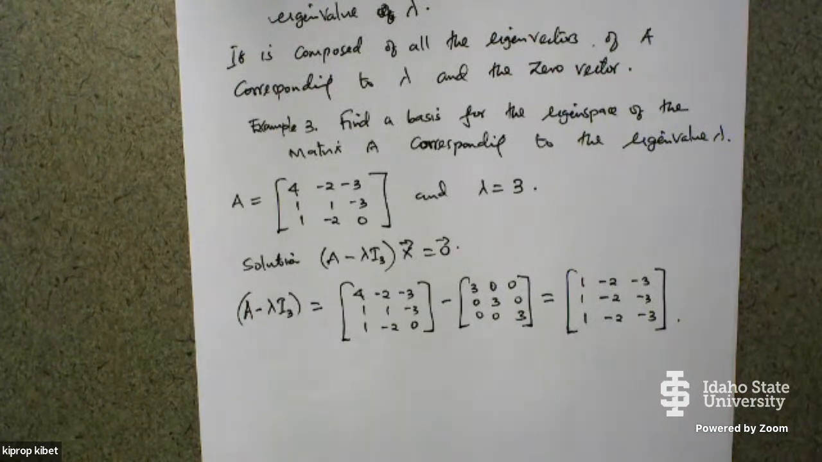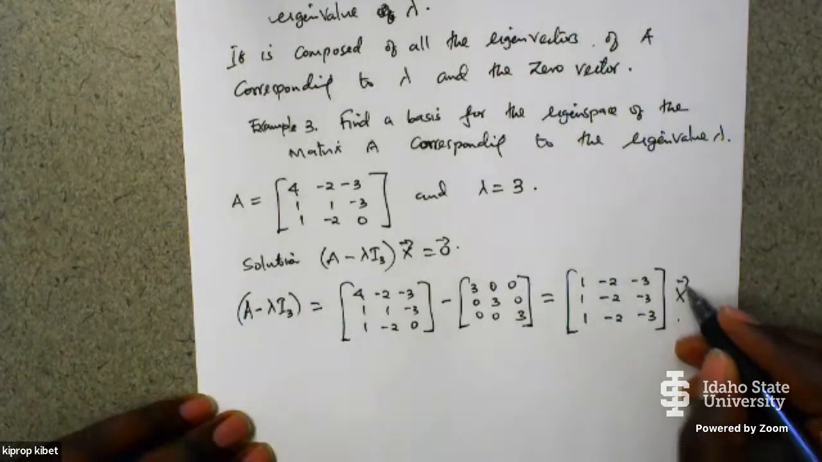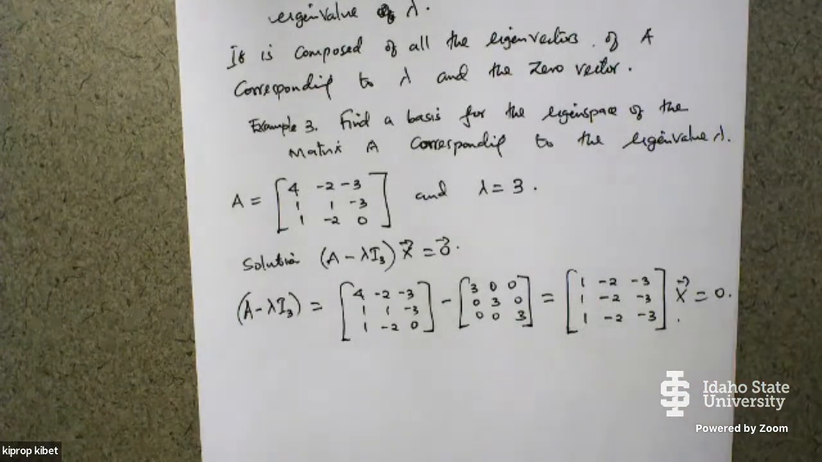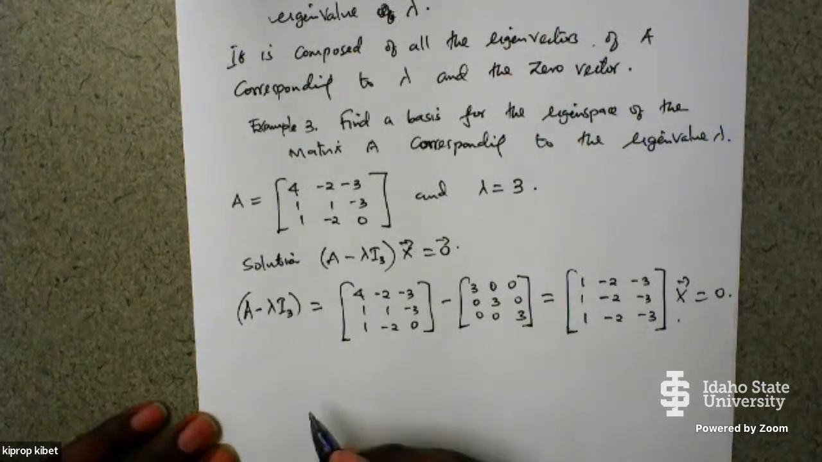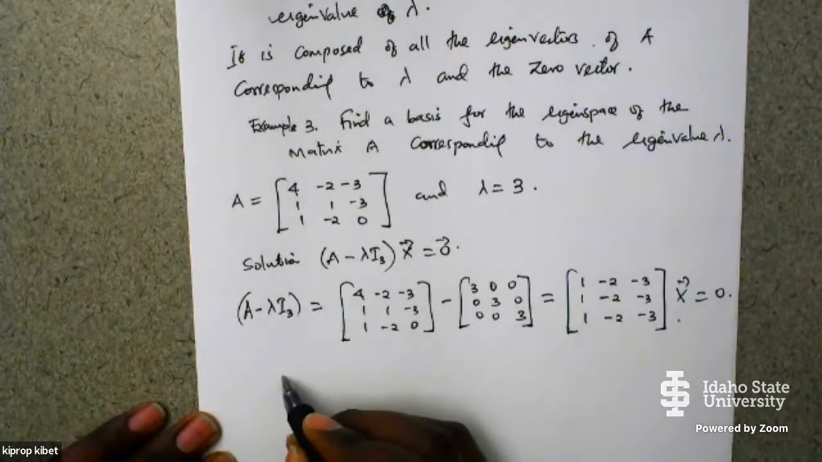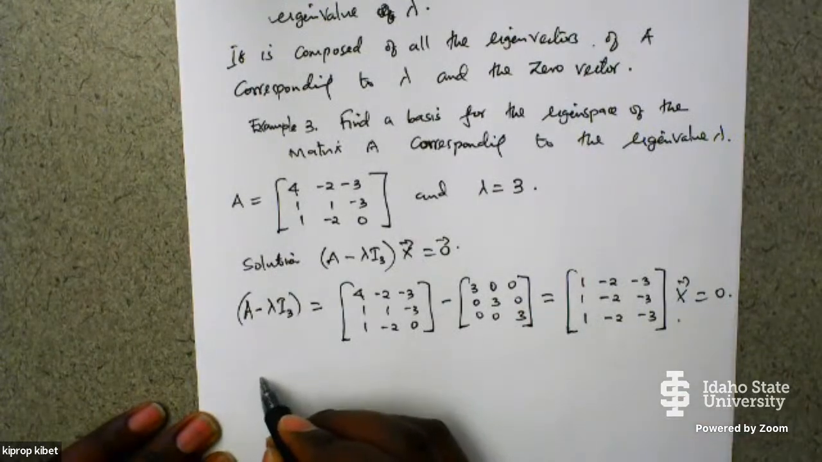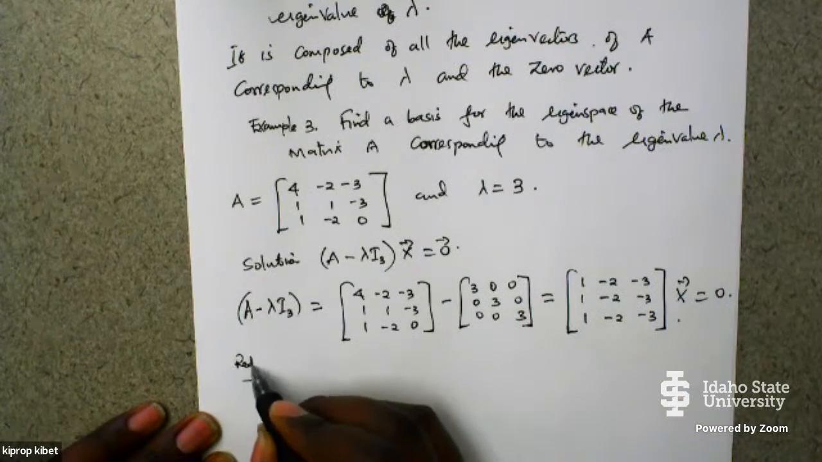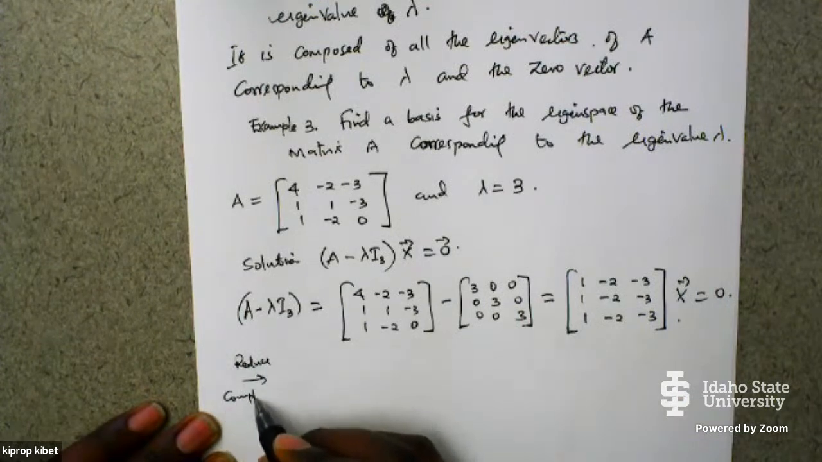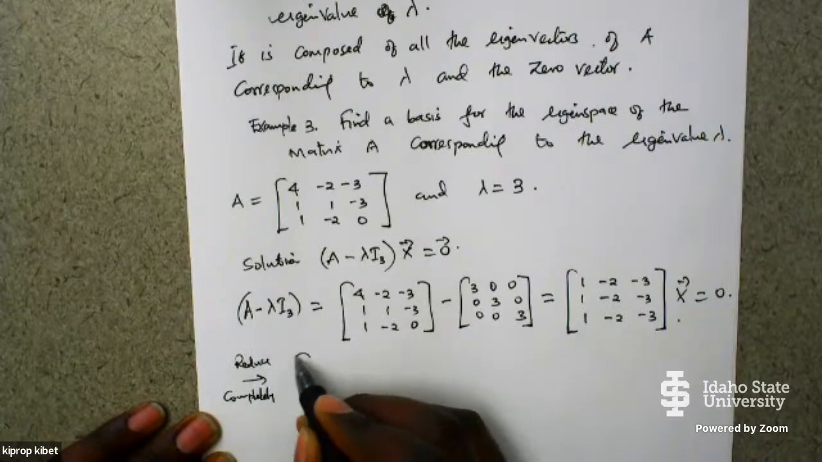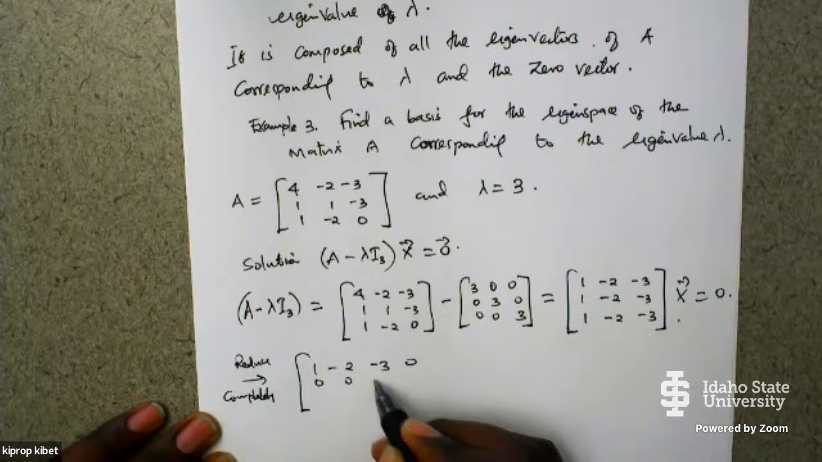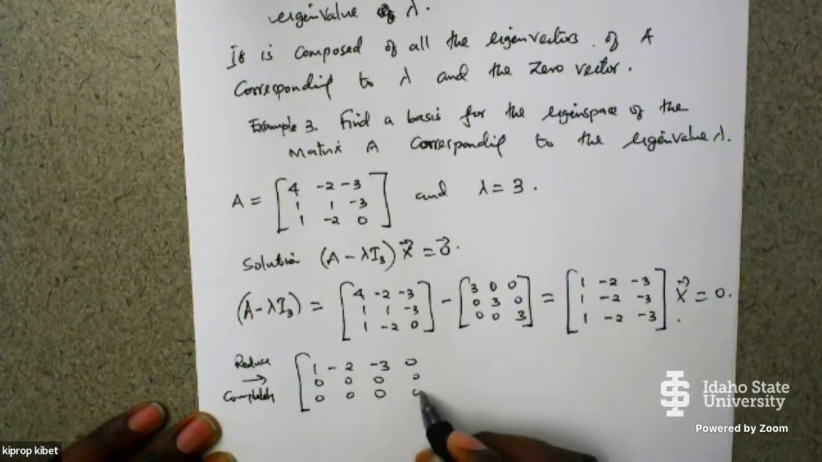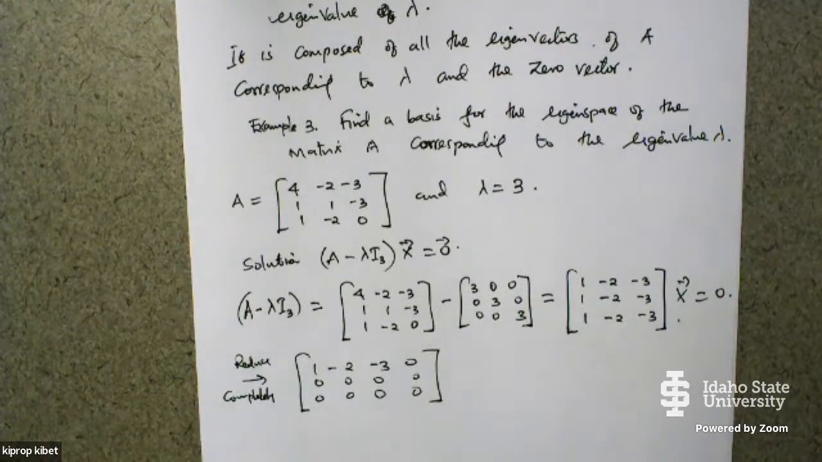So x equals 0. Now we want to get the solution set. So we reduce this completely. When we reduce this one completely, what we get is 1, minus 2, minus 3, 0, 0, 0, 0, 0, 0, 0, 0, 0. So that is what we get.